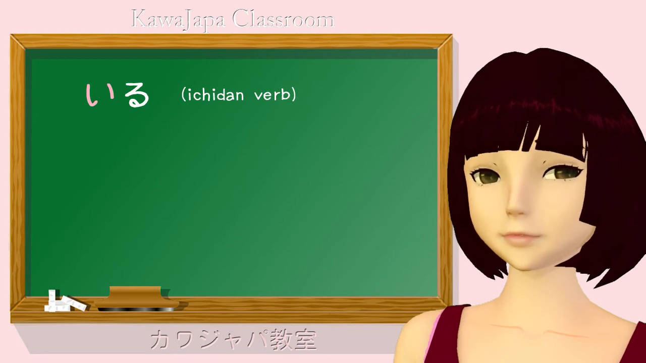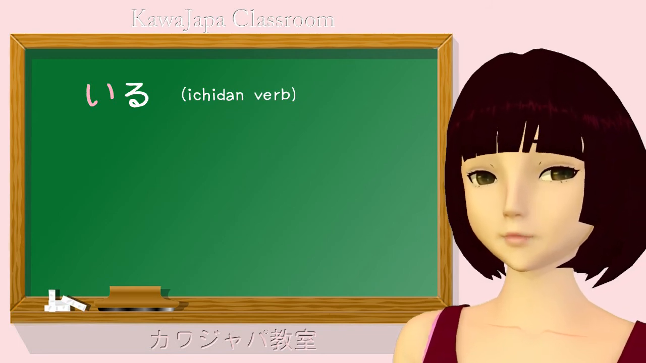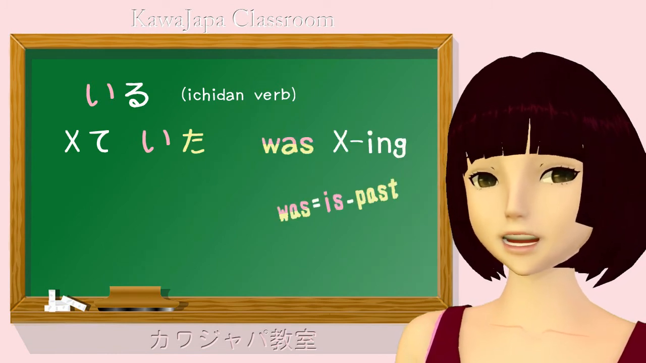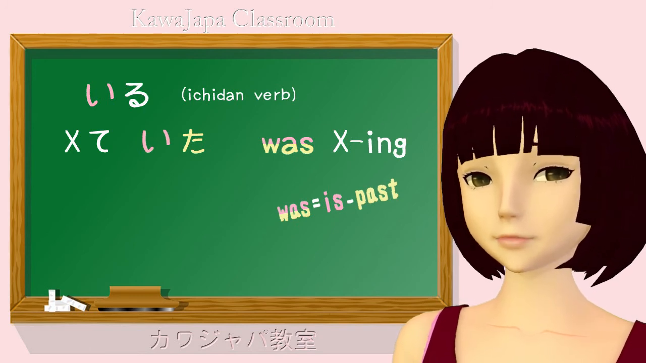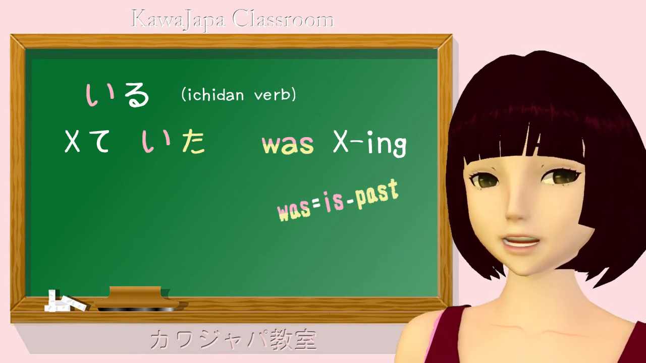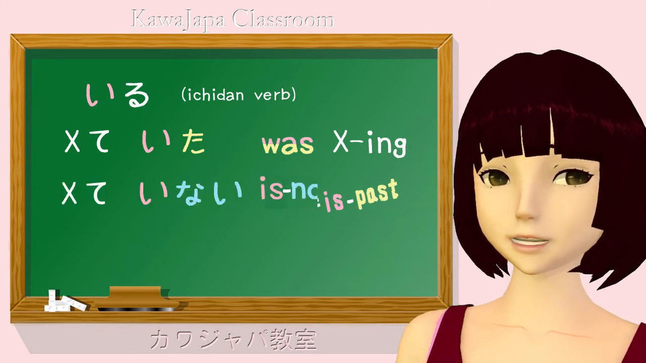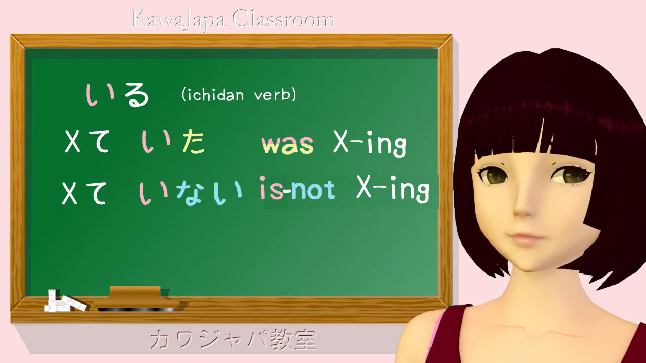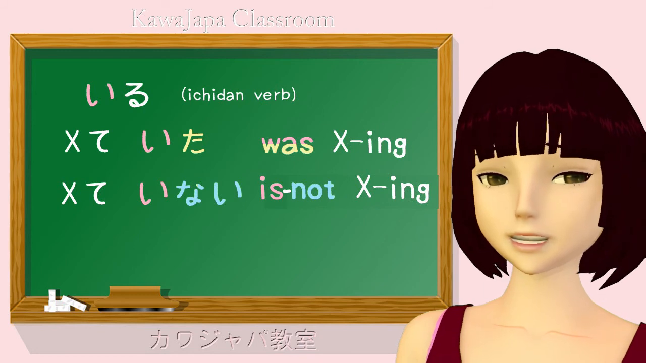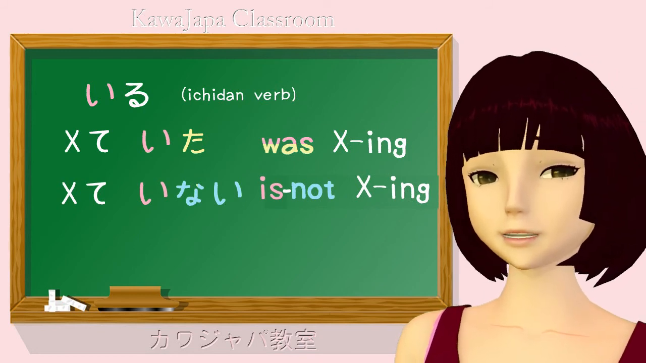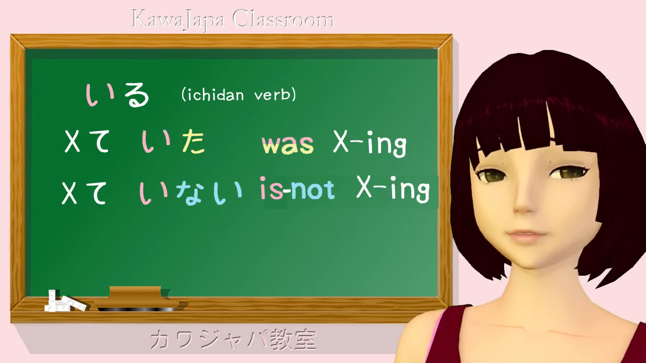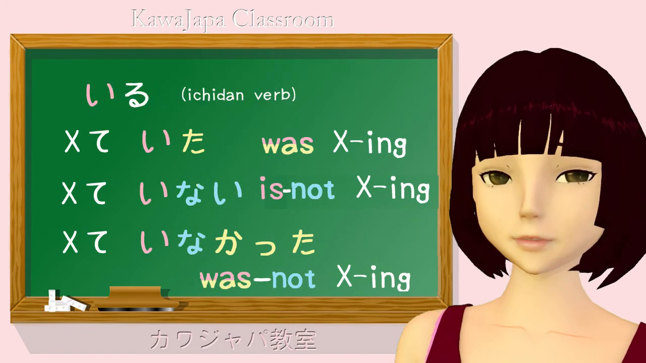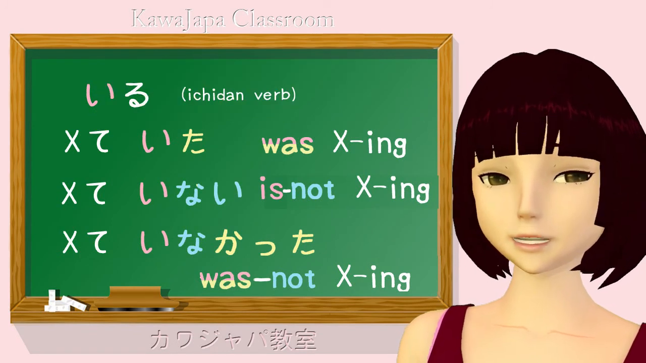So, if we want to say was walking instead of be walking, we just put it into the ta form as we learned last week. Ita, aruite ita, was walking. If we want to put it into the negative, we just knock off the ru and add the helper adjective nai. Aruite inai is not walking. And if we want to put that nai into the past tense, we do it just the way we do with every i adjective. And nai, as I explained before, is an i adjective. So we cut off the i and put on katta. Aruite inakatta, was not walking.